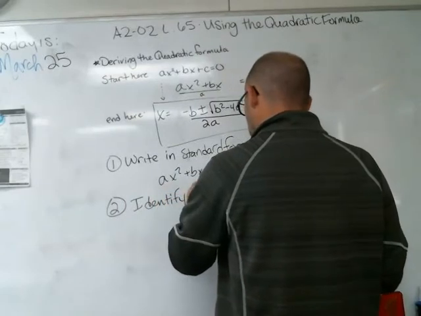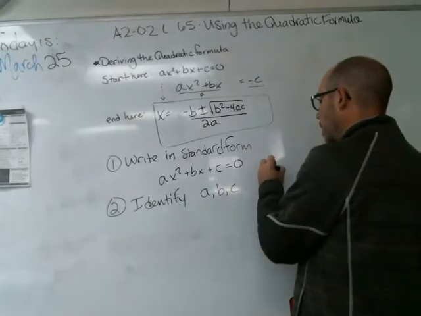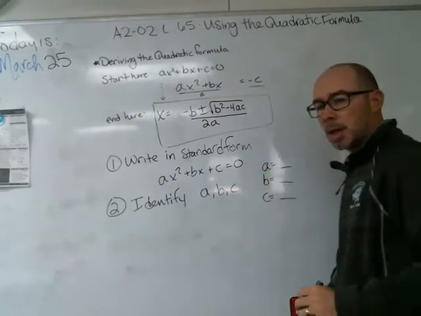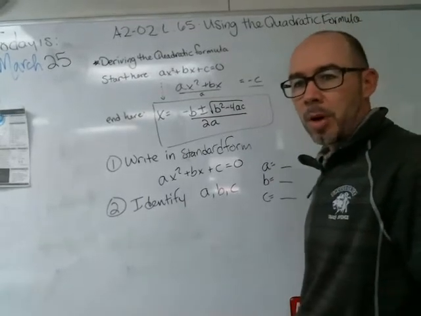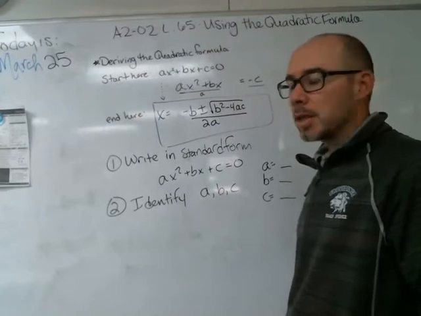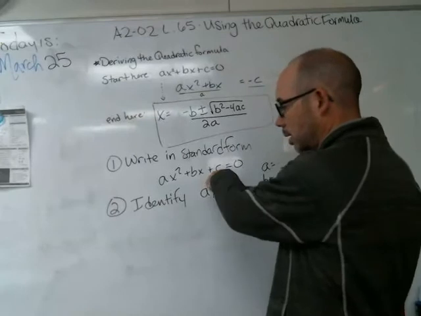Secondly, identify a, b, and c. That is, I'll put off to the side a equals, b equals, and c equals. When you write your program, it'll prompt you to just give it that information, so you have to pull that out of the standard form of the equation. It'll be the coefficients there, and the constant right there.